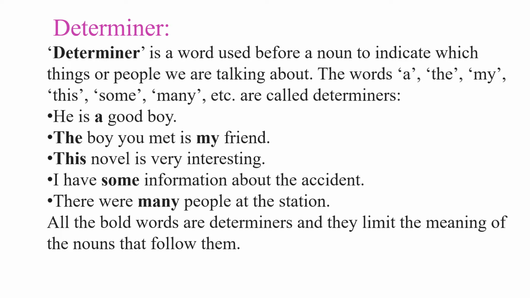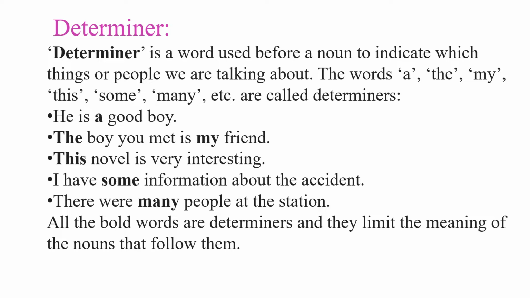For example, he is a good boy. Now here, a is telling us that we are talking about a boy, and that he is a good boy. The boy you met is my friend. So the boy means we are talking about not all boys but only one particular boy, and that is the determining that boy. And my friend, my is also determining the friend.